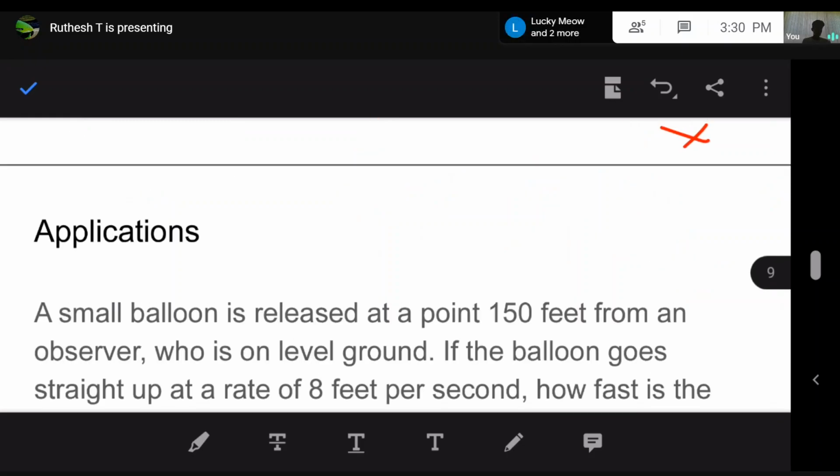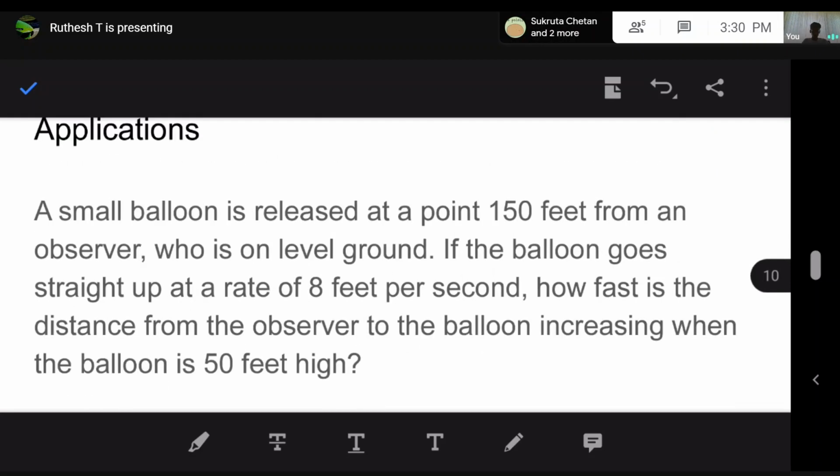Now we're going to look at some application problems. A small balloon is released at a point 150 feet from an observer who is on level ground. If the balloon goes straight up at a rate of 8 feet per second, how fast is the distance from the observer to the balloon increasing when the balloon is 50 feet high?